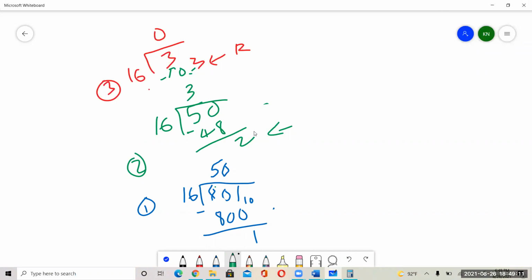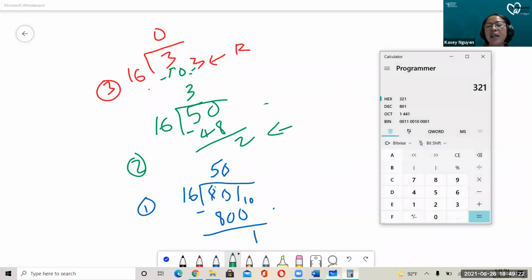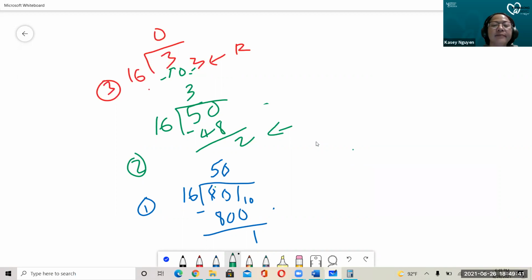It's clear. Okay. Professor Nguyen, the final answer would have a base 16, correct? Yes. When you write it out, you would put the base 16. So you would have 3, 2, 1, and then base 16. We would keep dividing until we get 0 as a quotient. That's when we stop.